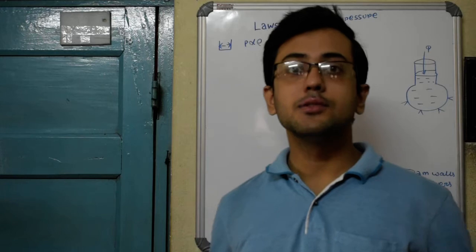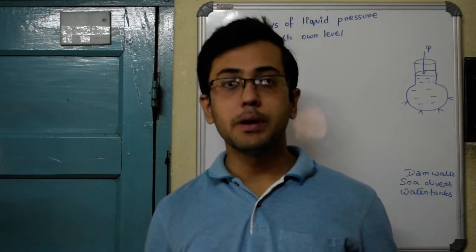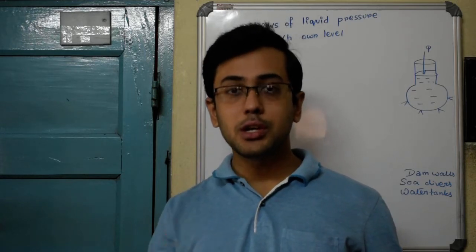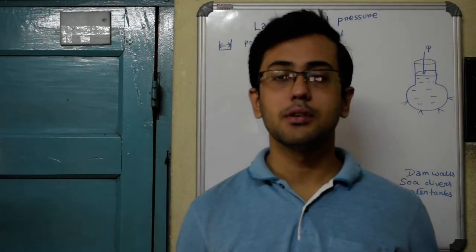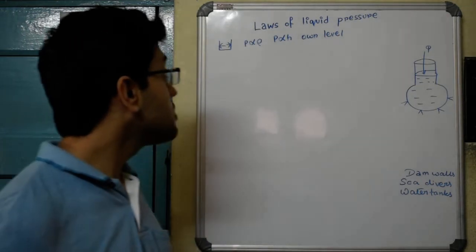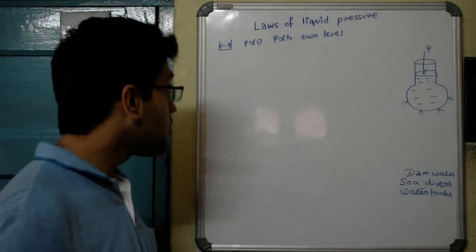In the last class, we dealt with the topics of liquid pressure, how a manometer works, or how we can measure liquid pressure using a manometer. The next topic in our chapter is the laws of liquid pressure. So what are the laws of liquid pressure? In your book you shall find there are 5 laws. So what are these laws?